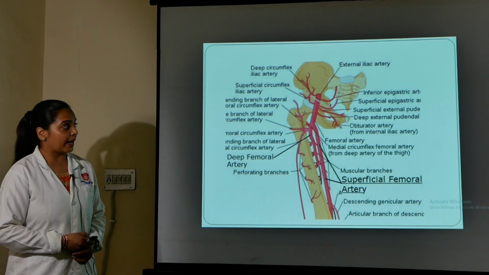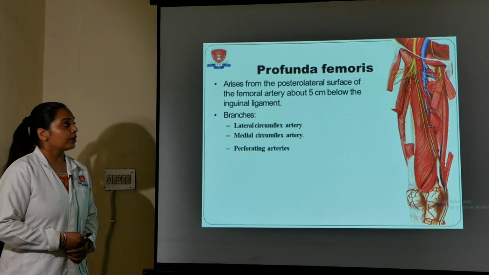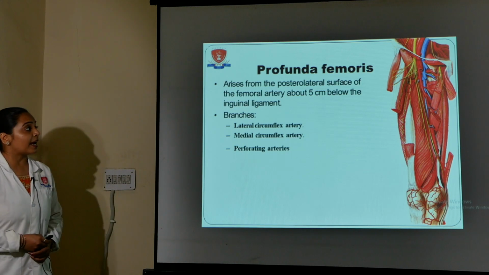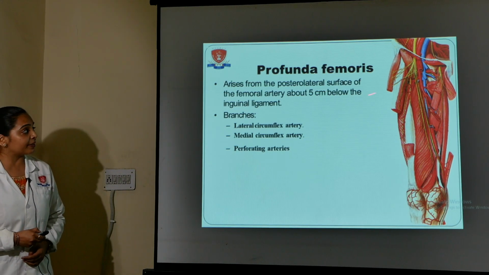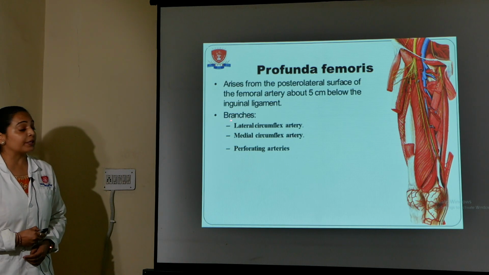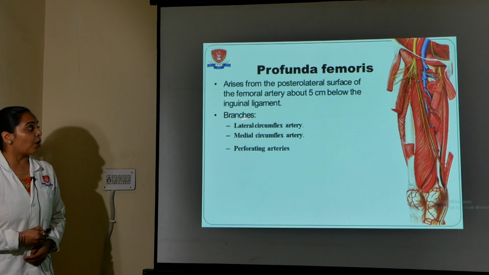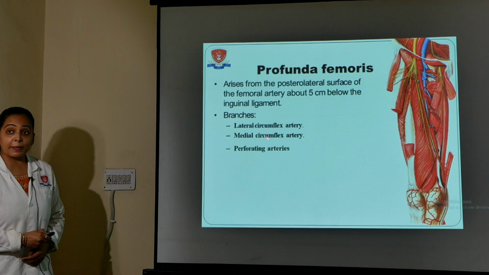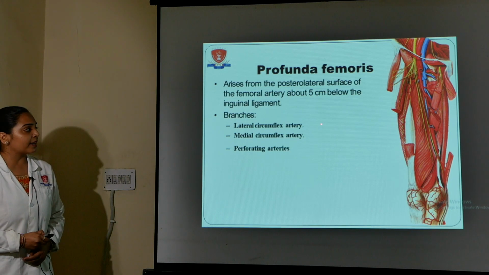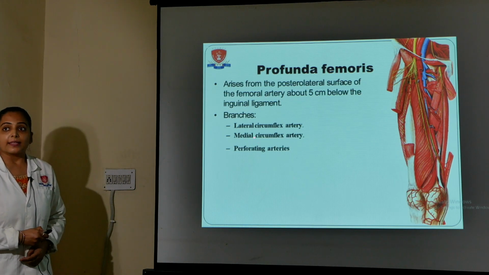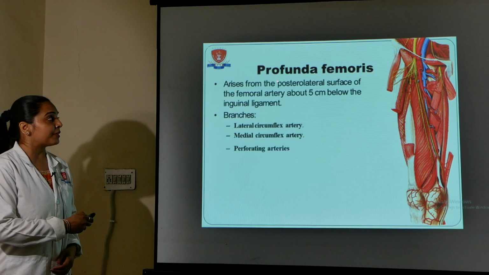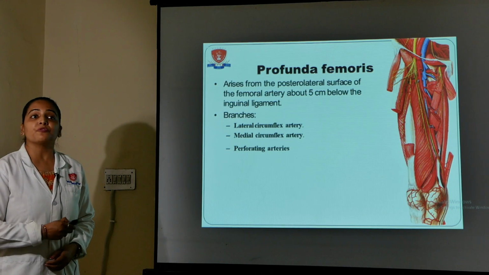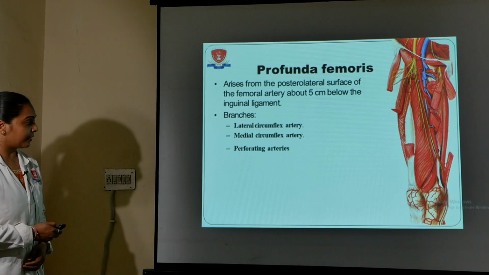Now the profunda femoris is the largest branch of the femoral artery. It is given off on the lateral side 4 to 5 cm below the inguinal ligament. It gives 3 main branches: the lateral circumflex artery, the medial circumflex artery and the perforating arteries. These perforating arteries are 3 in number, and the profunda femoris itself continues as the 4th perforating artery.